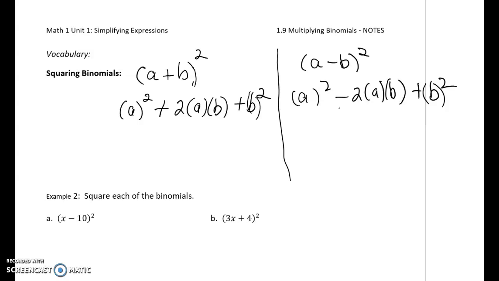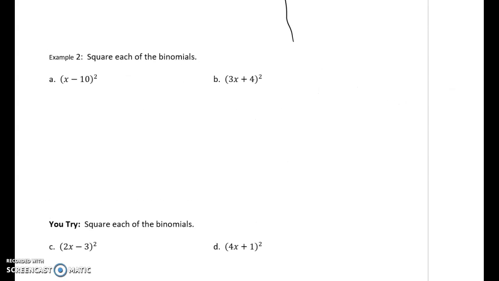Now the thing about this shortcut is that you have to be able to use it properly and in the right situation. If you don't understand any of the shortcuts that I've shown you here with these special cases, you can always go back to FOIL, go back to the distributive property to get your answer. You do not necessarily have to use these shortcuts on homework, quizzes and tests. But it is pretty efficient if you recognize and know how to do the shortcuts. So let's try a couple of these.